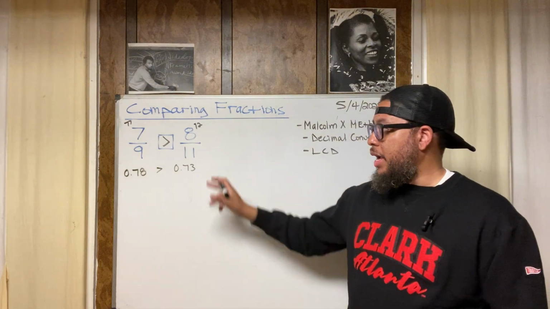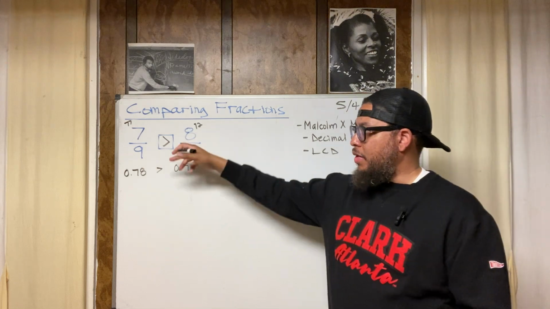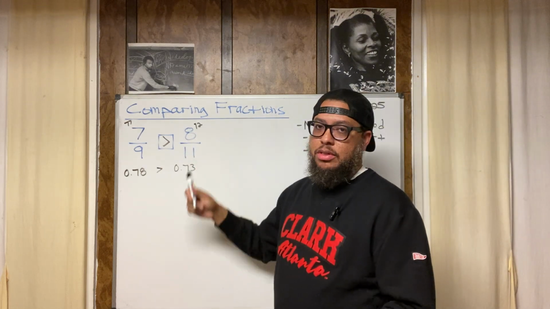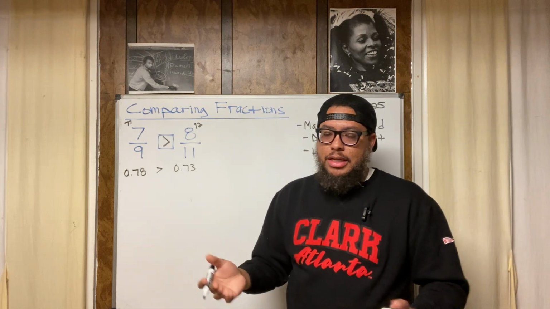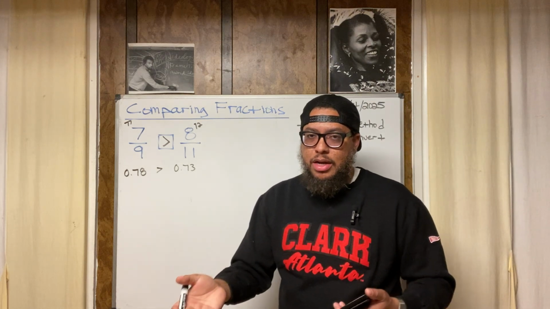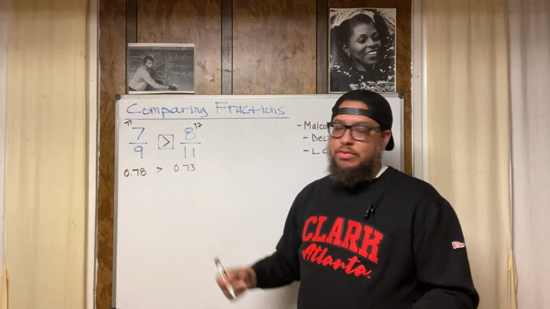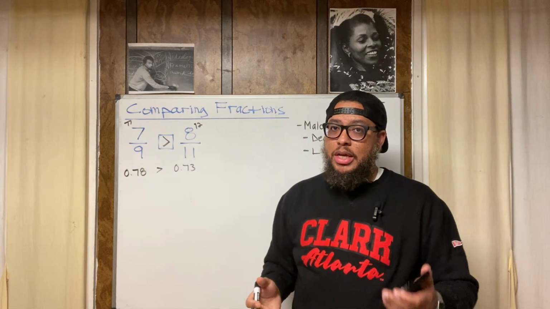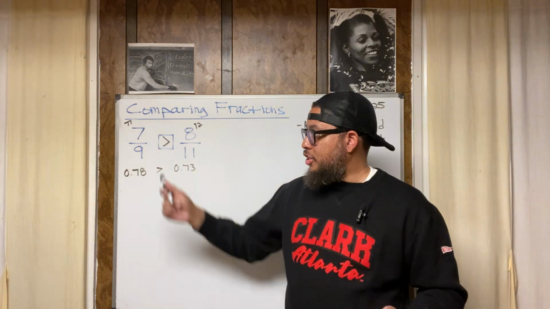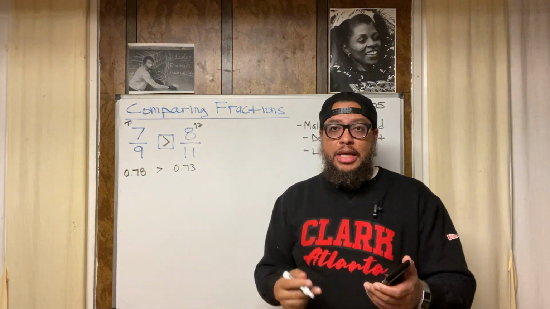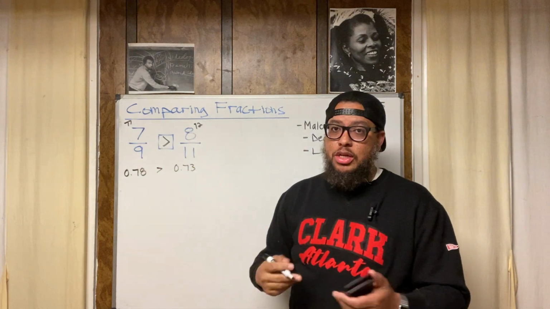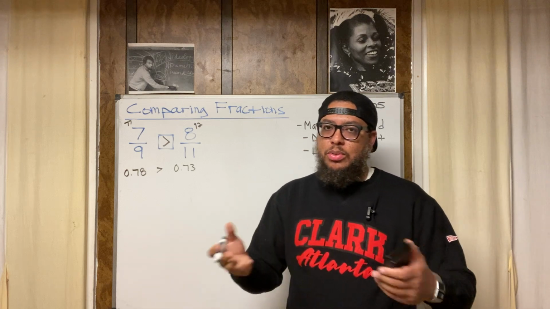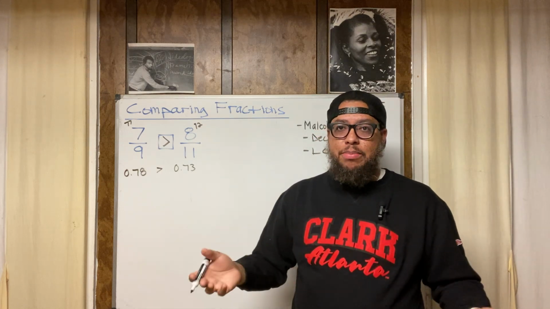The denominator is the number at the bottom, right? Like right now, we can't add ninths and elevenths. Those are two different things. That's like adding apples and oranges, right? We can add ninths and ninths, this many ninths plus this many ninths, or we could add elevenths and elevenths, right? This many elevenths plus this many elevenths. We could do that, but we can't add ninths to elevenths, right? Again, it's like adding apples and oranges.